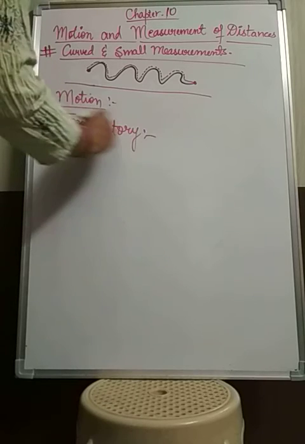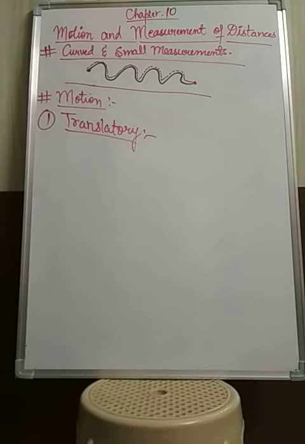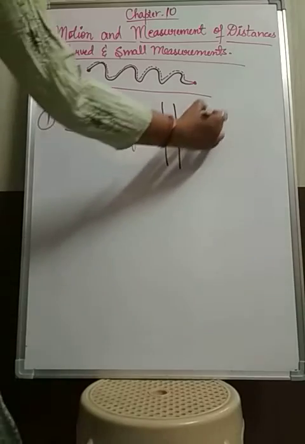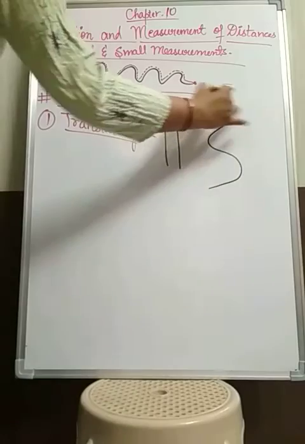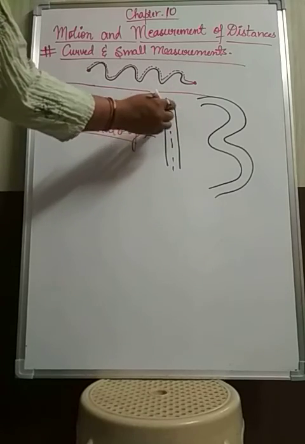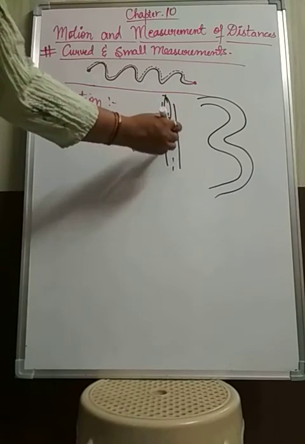First is translatory motion. Okay, so if you have observed a vehicle moving on a straight or curved road, all parts of the vehicle will move at the same speed in the same direction. Okay, if the road is straight or if the road is curved, then what will happen? If a vehicle is moving, then all parts of the vehicle will move with the same speed.